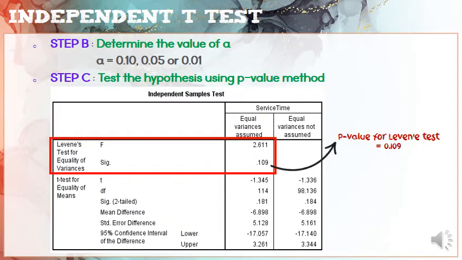Step number 2, determine your alpha value. So you may use 90%, 95% or 99% depending on the question. Step C, test the hypothesis using p-value method. So this is the only method that we are going to use to test the hypothesis. Simply look at the p-value for Levene test, and this value will be given in the SPSS output, which is this one.